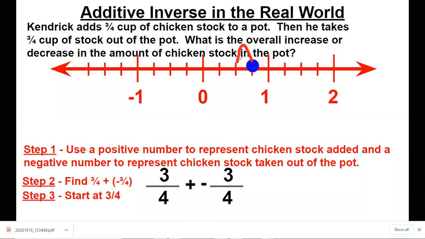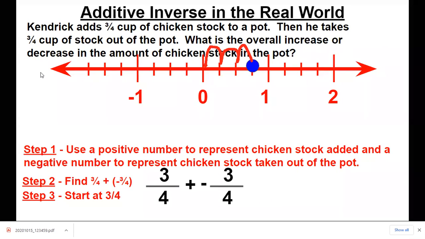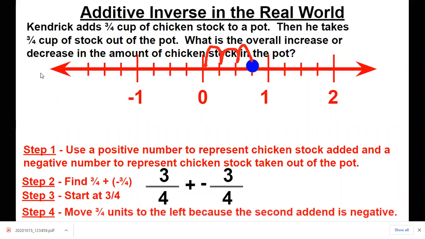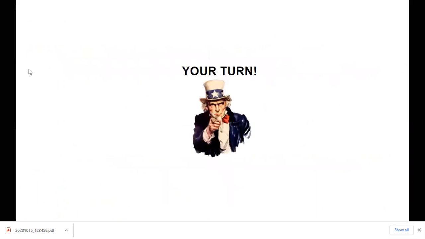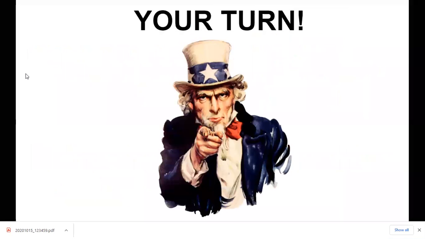Okay, so 3/4, there's 1/4, there's 2/4, and there is 3/4. We will end up on 0. There's our arrow showing 3 jumps to the left, and we'll end up on 0. Remember, additive inverses add together to give you 0. Okay, it's your turn to try a problem with an additive inverse.